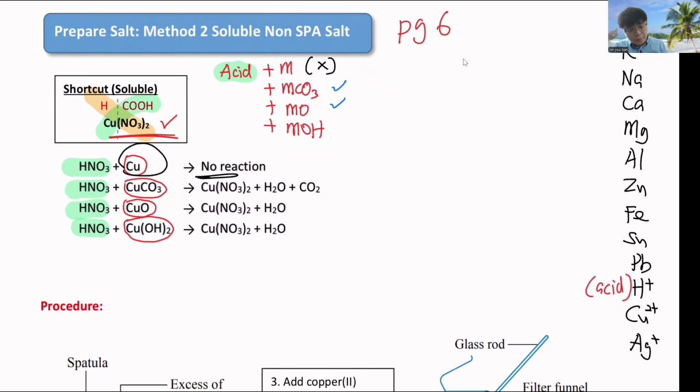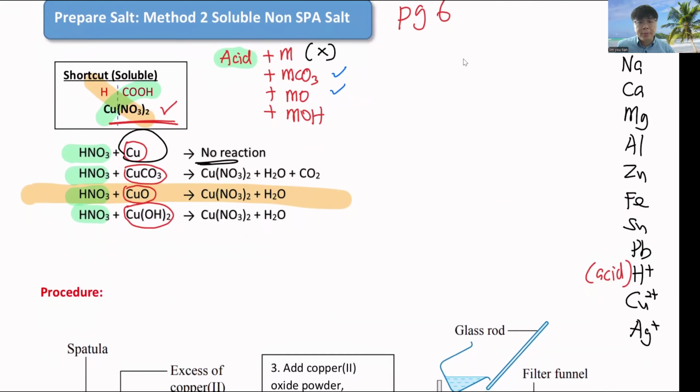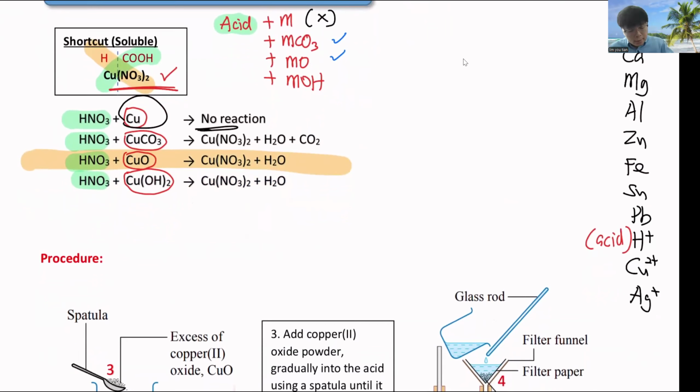So now I give you an idea how we conduct this experiment. The idea is very simple. Okay, let's say for example, I choose the third one as example. Third one as example. I explain to you the steps. Quite simple. Okay, so to prepare the chemical, we will need nitric acid plus copper 2 oxide.